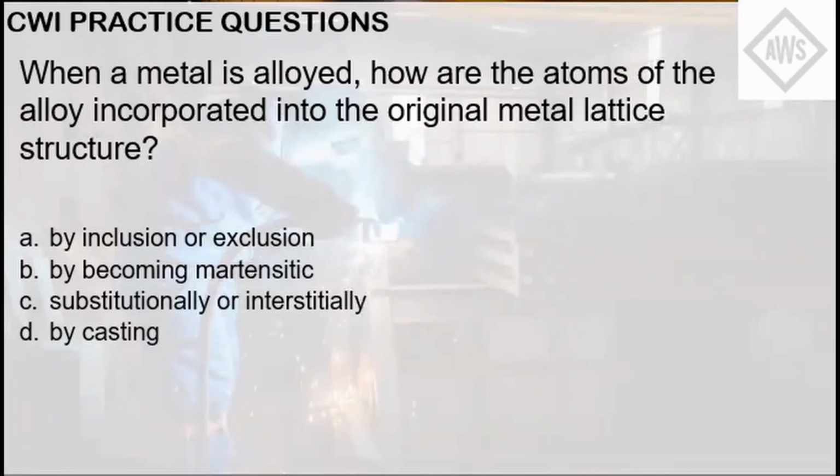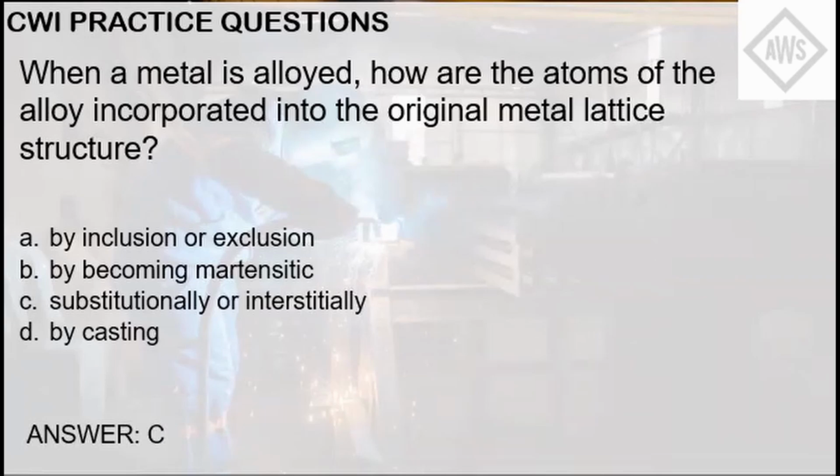Letter B, becoming martensitic, is a form of heat treatment where a metal that is rapidly cooled forms martensite, which produces a structure that tends to make the material brittle. Letter D, casting, is a manufacturing process that enables the metal to be formed into a certain shape. So the answer here is letter C, substitutionally or interstitially. When alloying a metal, the properties of metallic elements can be altered by the addition of other elements. This process is called alloying.